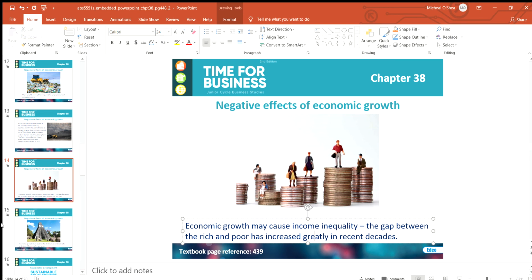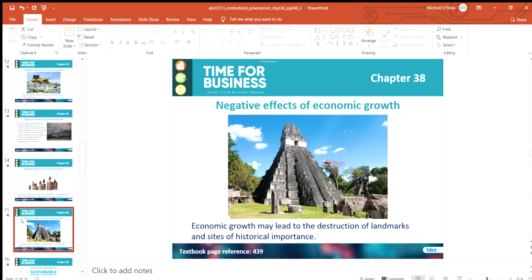I'll be touching on this stuff again down the line, but I'm just introducing everything for now. The last one I'm looking at is the destruction of landmarks and historical importance. I wouldn't focus on that again. This is from the Edco slides. I like the slides because I feel they're the most informative and in line with the Junior Cert, but I don't think it's necessarily a strong point.